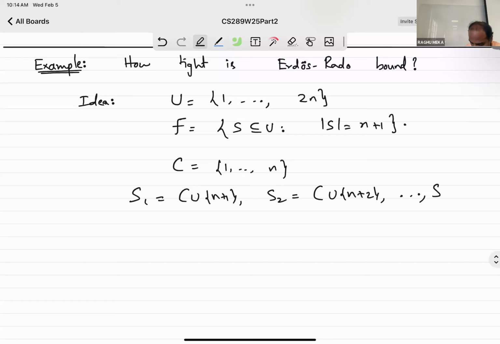And SN is C union 2N. Okay. So all of this collection of sets forms a sunflower and they're part of the family, right? So we do get a big sunflower from this collection. Okay. So how can we avoid a 3 sunflower?